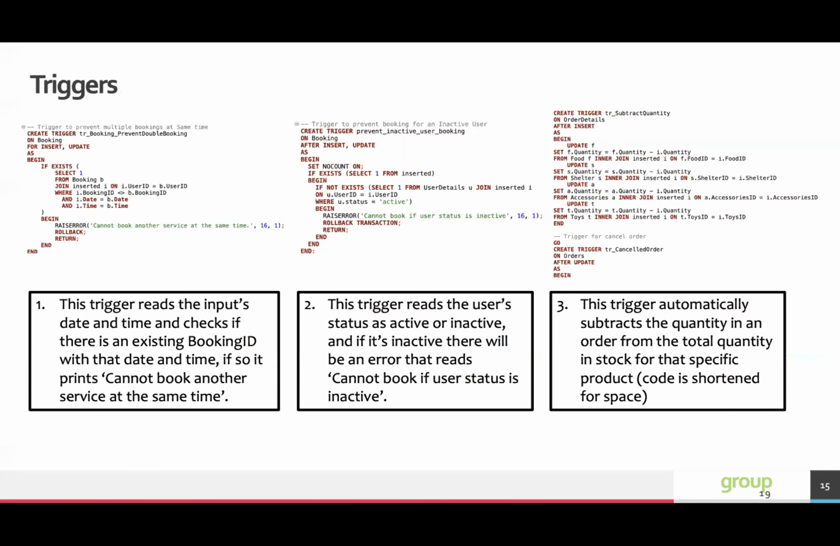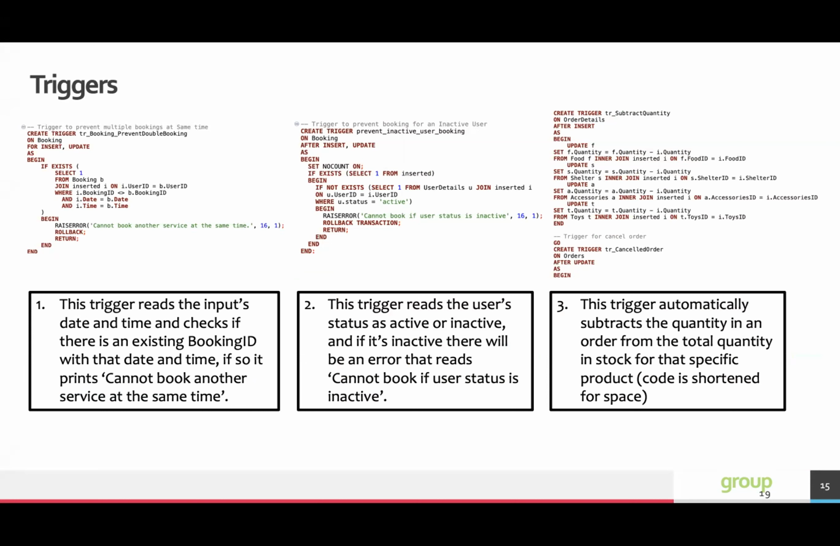So to impose certain business rules, we have used multiple triggers. The first one is that we'll allow booking only for users who are active. You can see the trigger here that inactive users cannot have a booking. Then we have another trigger to stop the user from booking at the same time. So one user can have only one service booked at a time.